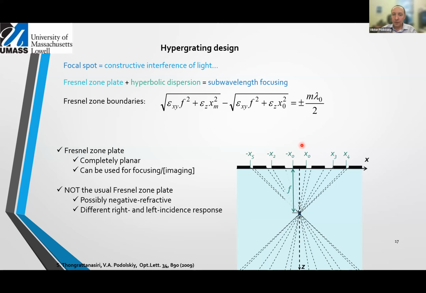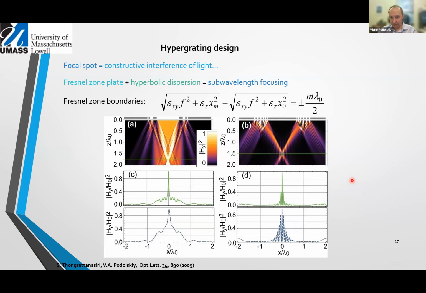The math is slightly different from the conventional Fresnel zone plate that is done for far-field, isotropic, lossless materials. In this case, you're dealing with very strongly anisotropic media. So this is the expression that gives you the boundaries of the individual Fresnel zones on top of the hyperbolic metamaterial. And if you open half of these Fresnel zones, you do end up with very nicely defined focal spots. Note that these are normalized to your operating wavelength, and you can see that they are very, very subwavelength.